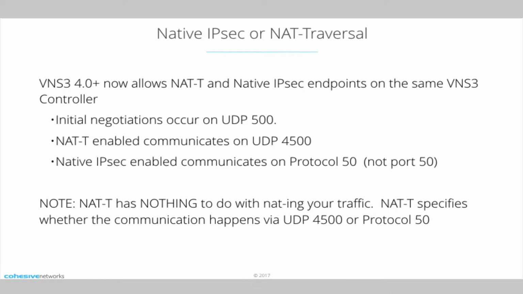As I mentioned, the initial negotiations occur on UDP 500, and then really the only difference between these is that NAT-Traversal causes the IPsec protocol to be encapsulated in UDP 4500, because the connection isn't on the internet edge, and lots of network gateways can't protocol forward. They can port forward, but they can't protocol forward, so you have to encapsulate the IPsec traffic.